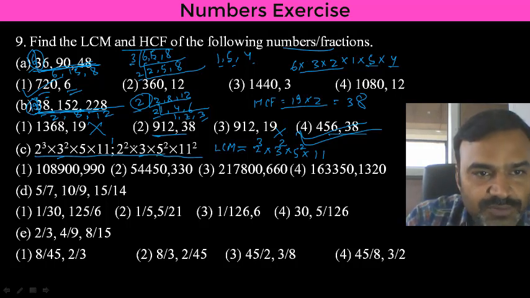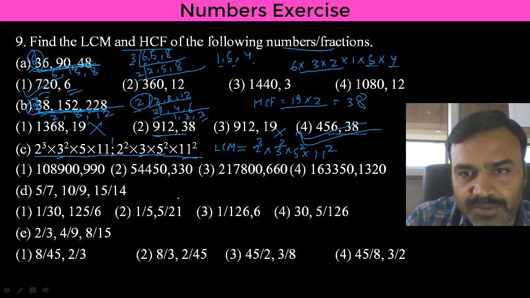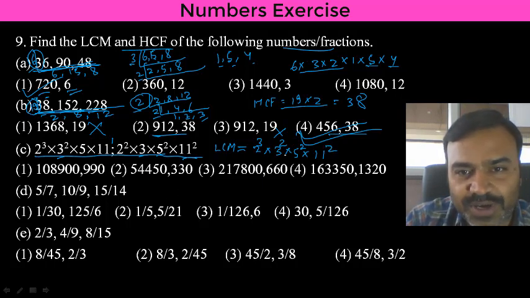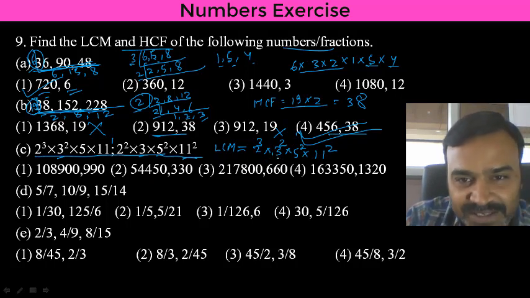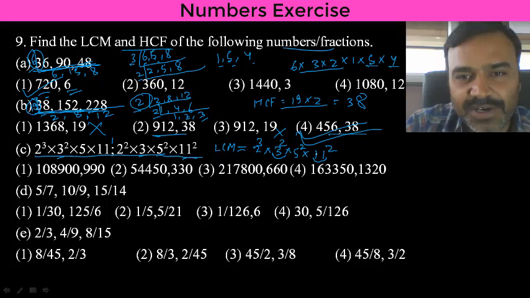Here we have 11 raised to 1 and 11 square, so it is 11 raised to 2. So the answer will be 2 cube into 3 square into 5 square into 11 square. Now, this is a very tricky situation. 3 square is 9, 11 square is 121, so it is 121 into 9. We have to multiply that, okay? So 121 into 9, 1089, okay?